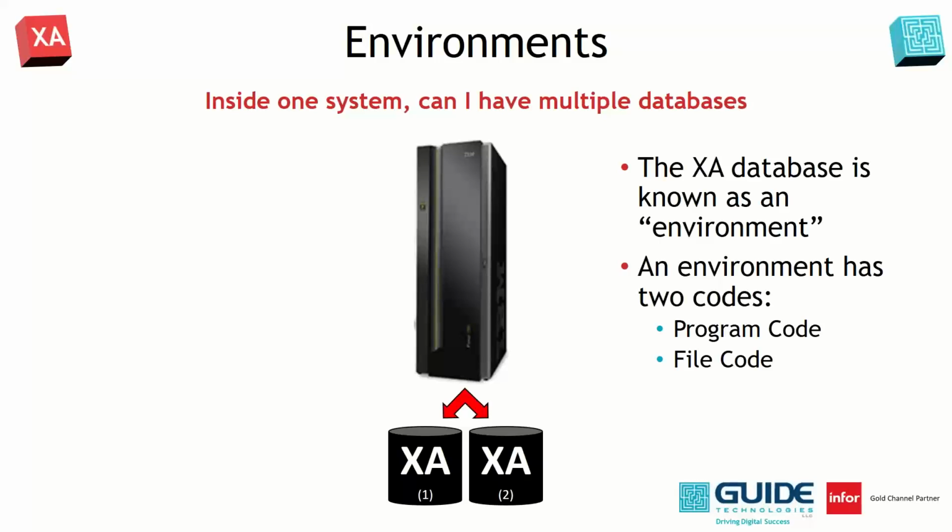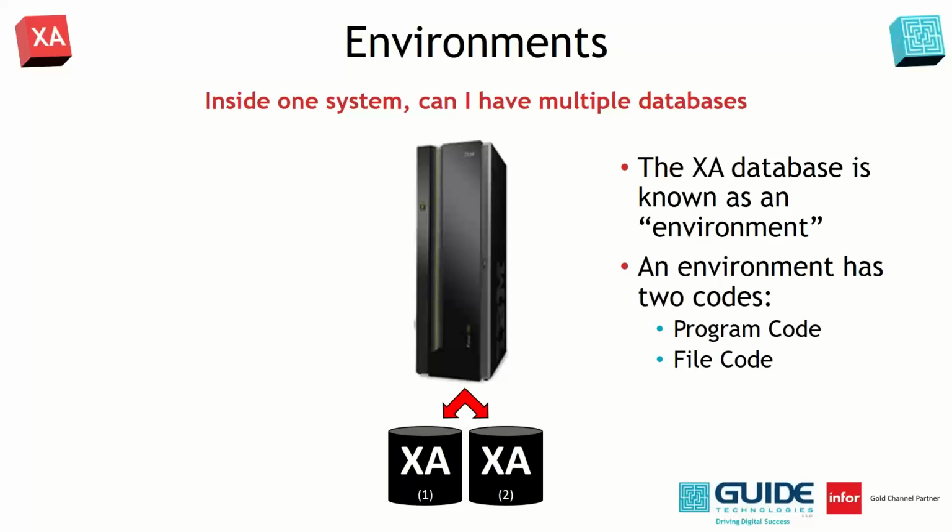In this particular case, I have two environments loaded. That could be two different companies. It could be a production environment and a test environment. One way or another, we have to identify what those functions are inside of our system. Now, we identify them in XA using our environment codes.